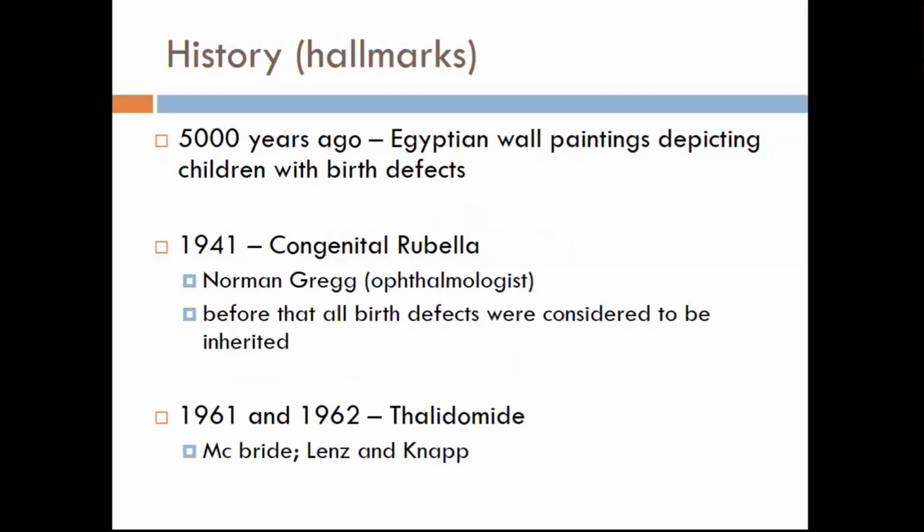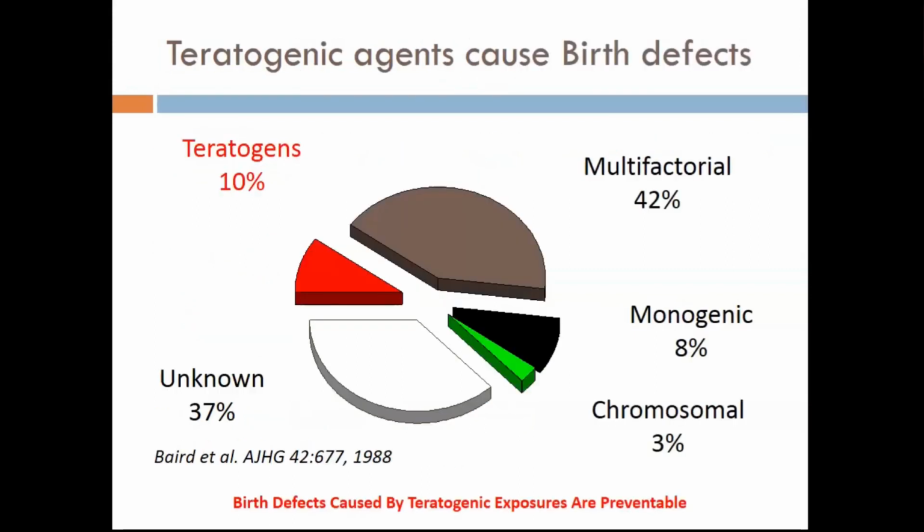Then in 61 and 62, thalidomide came into the picture in a big way. So why was thalidomide used? It was used as an antiemetic or sedative, right? Among all birth defects, only 10% are teratogenic. This is an old study, and it still holds true now.